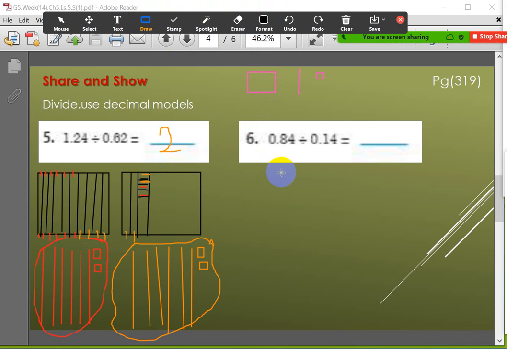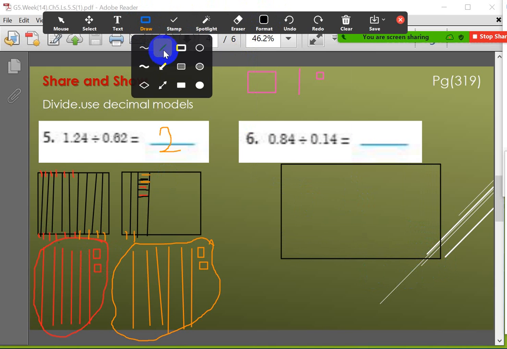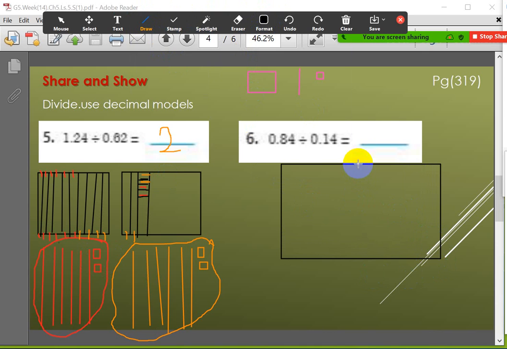Now let's see number 6. First thing, I will represent the dividend. Draw a square. Okay, the dividend. First thing, I will draw the base 10 blocks that represent the dividend.